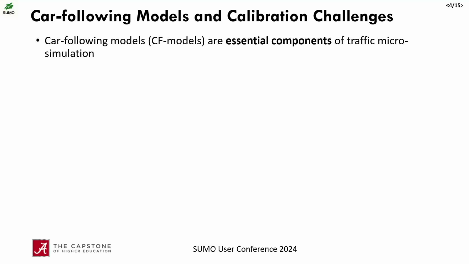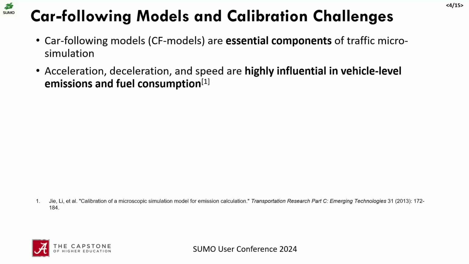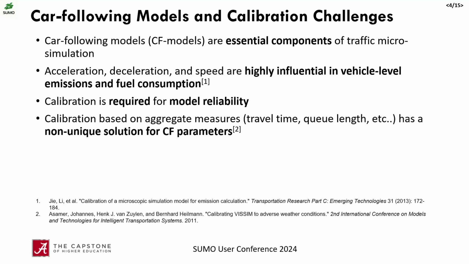So why do we even want to calibrate car following models? Well, one, they're the building block of traffic microsimulation. Two, for us, we always approach traffic simulation from an energy consumption and emission standpoint, and we know that the way a vehicle drives is heavily influential in its emissions. So propagating that through to a traffic network is also really important. Car following models describe how a vehicle drives. We also know that calibration is required for model reliability.